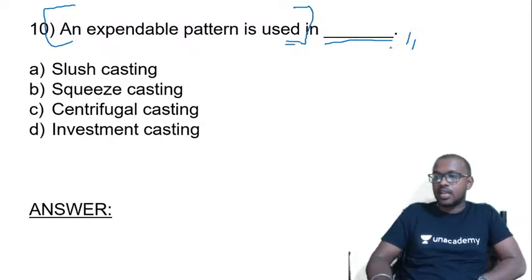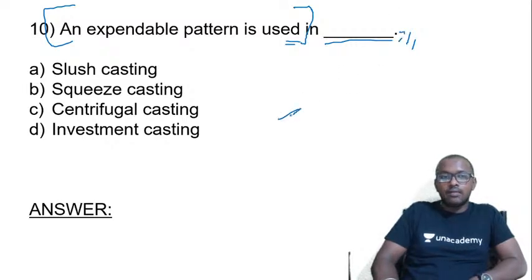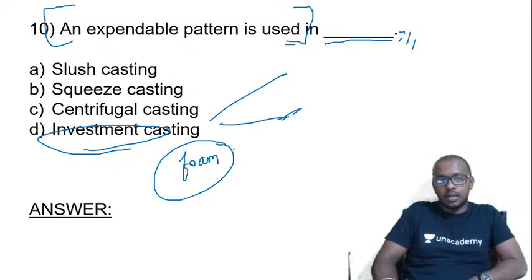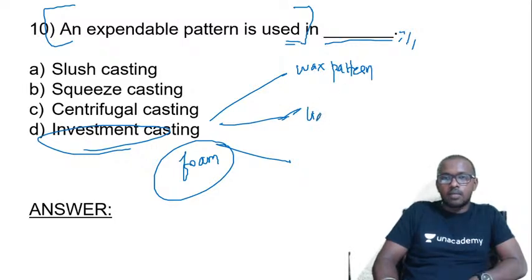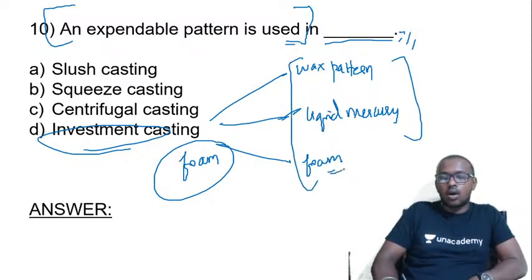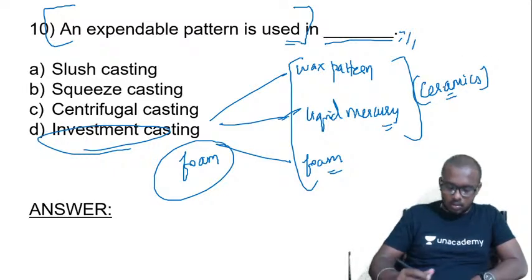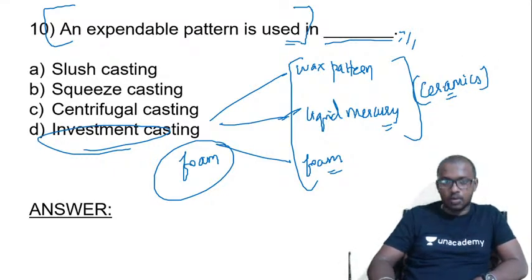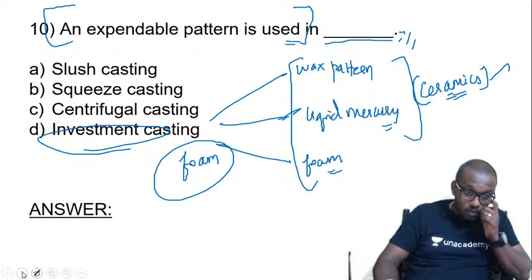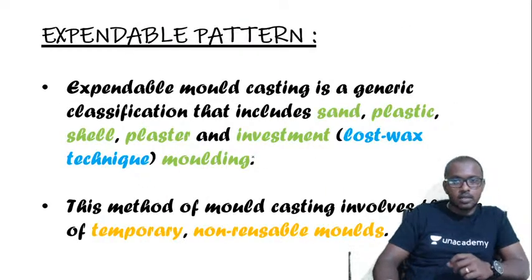The answer: the expandable pattern is used in investment casting. We call it the foam. So there are 3 ways an investment casting can be done. You can use a wax pattern, you can use a liquid mercury pattern, or you can use the foam as a pattern. In all these 3, they will be melted or evaporated. Then you will invest it with ceramics as the outer core element, which becomes your pattern. So just note down these points. This is about the ceramics.